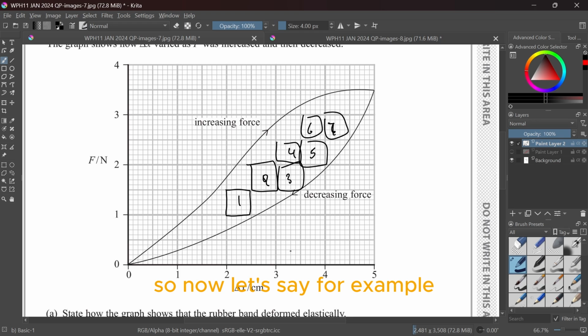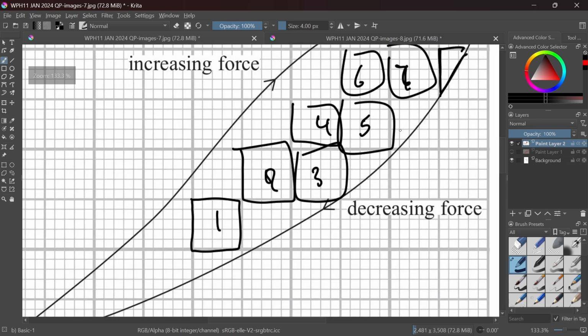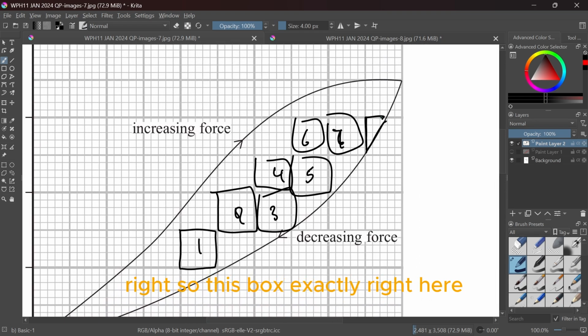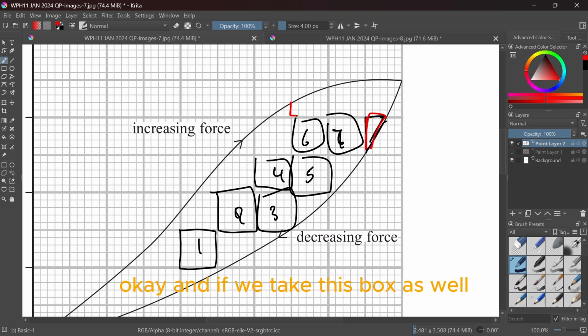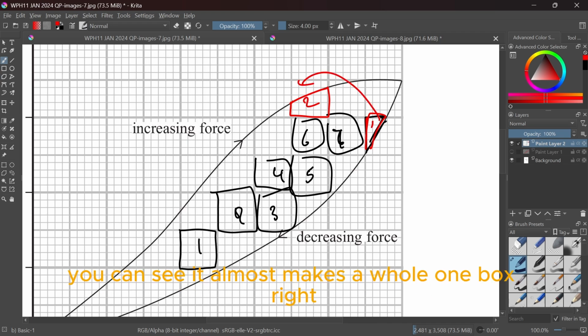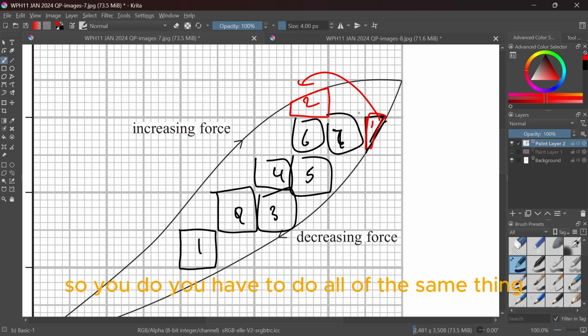So now let's say, for example, we take this box right here, this exact box. Let me zoom in, right? This box exactly right here, let me draw it in red. And if we take this box as well, you can see if we combine these two pieces together, it almost makes one whole box, right? So you have to do the same thing with the other boxes as well.